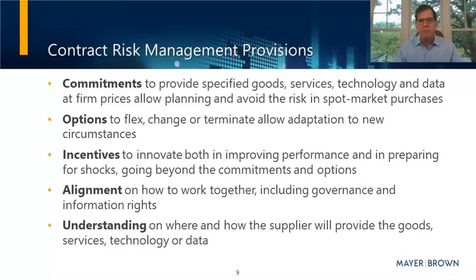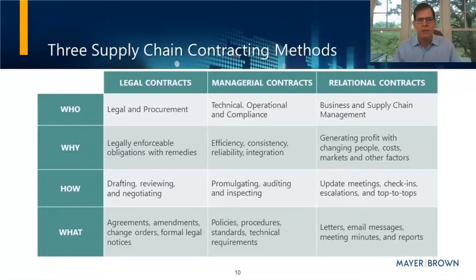And then in addition, there is understanding within a contract, provisions that, for example, require annual financial statements to understand the supplier's financial resilience, copies of the disaster recovery plan, the data security plans, and so forth. And commitments, options, incentives, and alignment and understanding are all present in legal contracts, but as we're spending more time with contracts, the way contracts are managed on the ground, we're seeing that they're also present in other contracting vehicles. And on the next slide, we show 3 supply chain contracting methods that we believe are prominent for complex contracts at all of our clients.